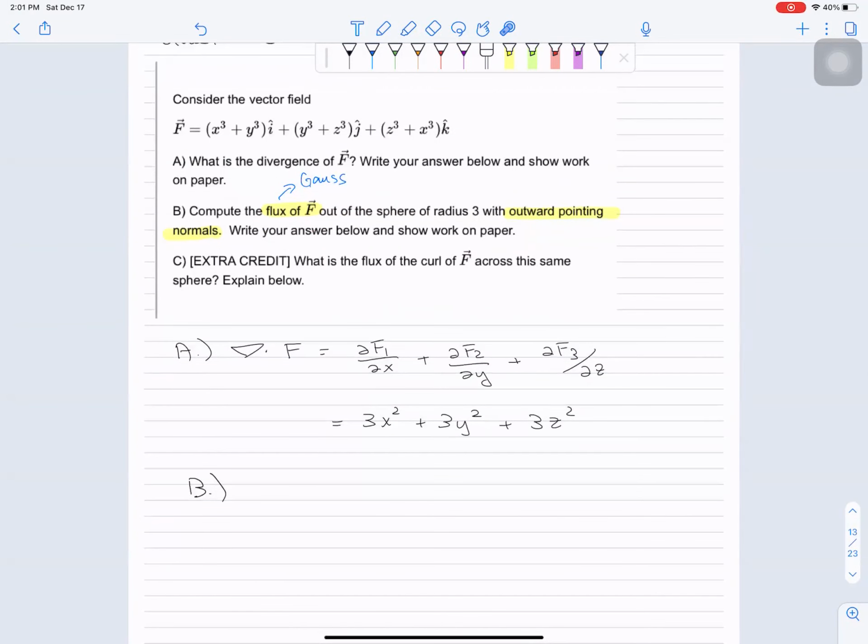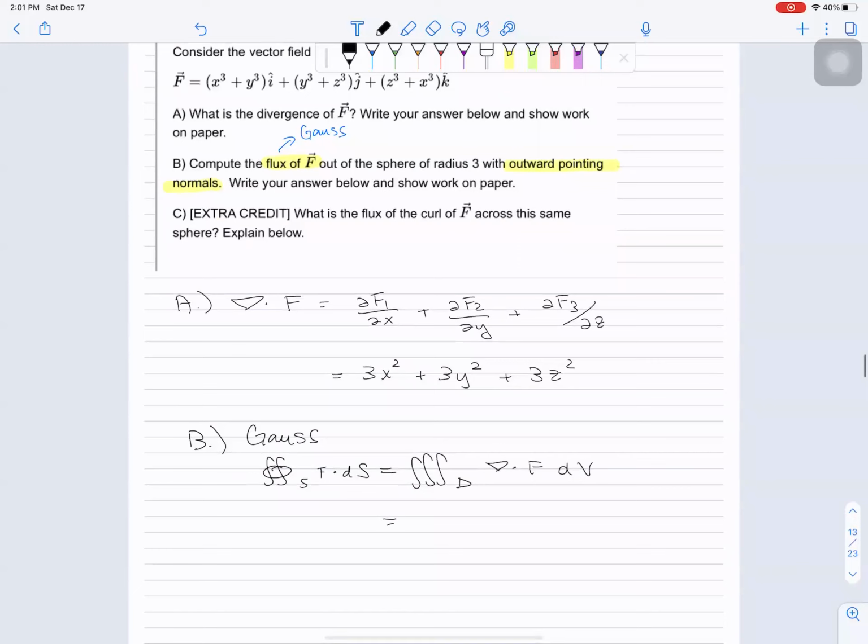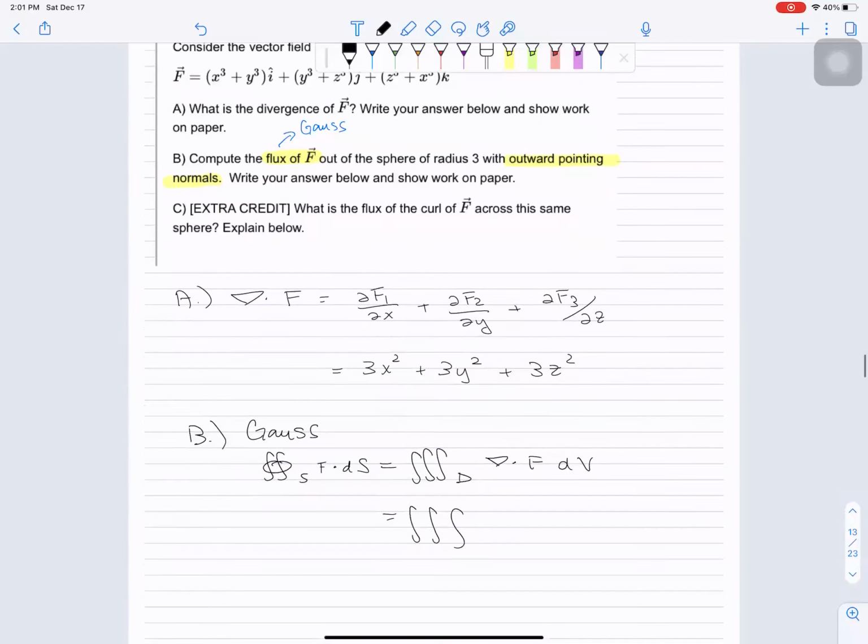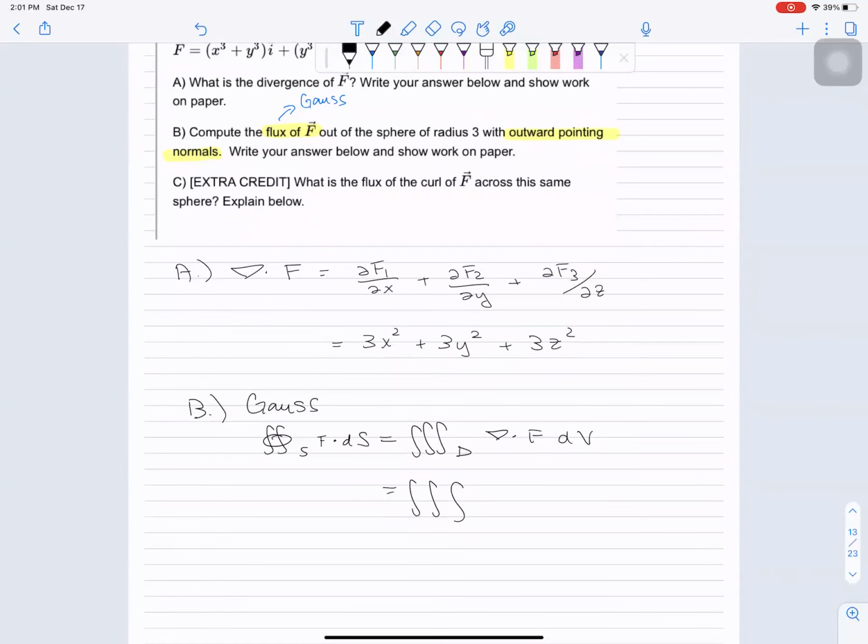Okay, so what does Gauss's theorem say? You want to say, I'm using Gauss. You want to write the formula that you're using. There are lots of different versions of however you want to write Gauss's formula. For example, I have the triple integral of the divergence. The divergence is what I found in part A: 3x squared plus 3y squared plus 3z squared dV.